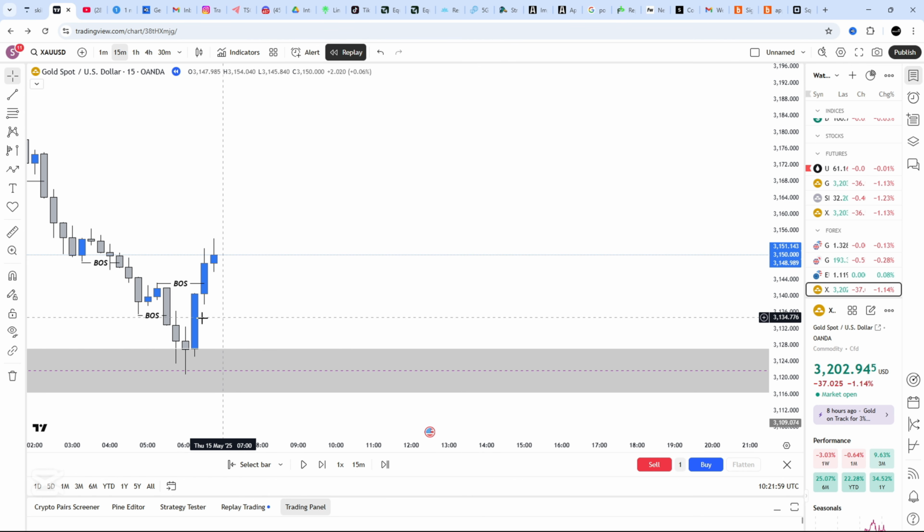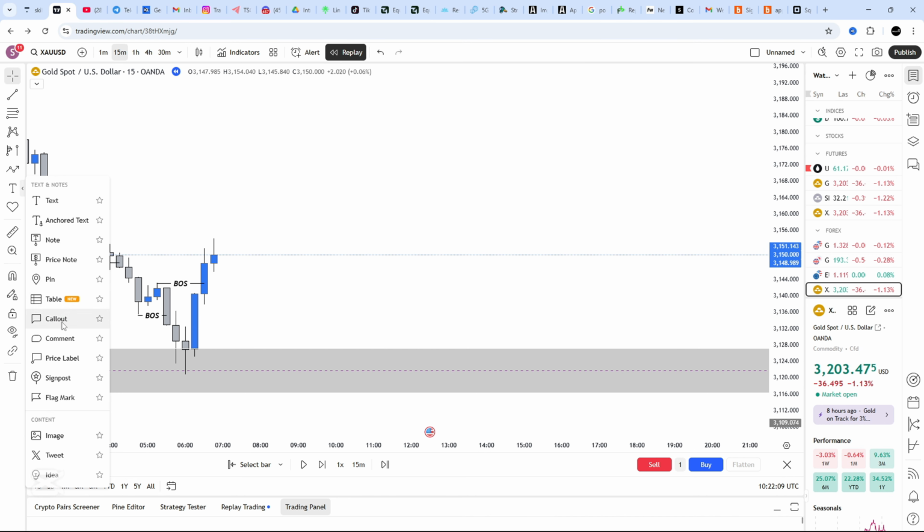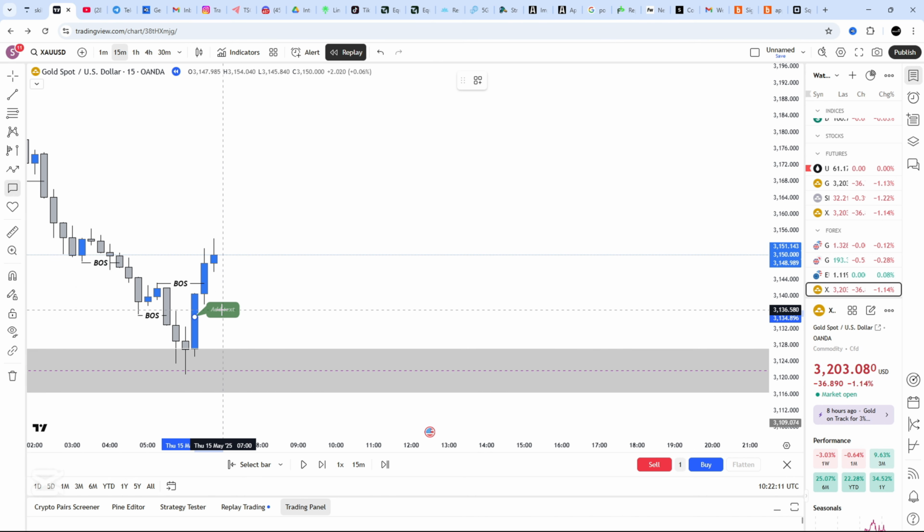So what is going to happen? We are having imbalance, which is the first confirmation. We are having imbalance. Let me mark imbalance here. Where is this? Call out. We're having imbalance of fair value gap, and the market has broken this order block, the last order block we had, and this is the second confirmation.